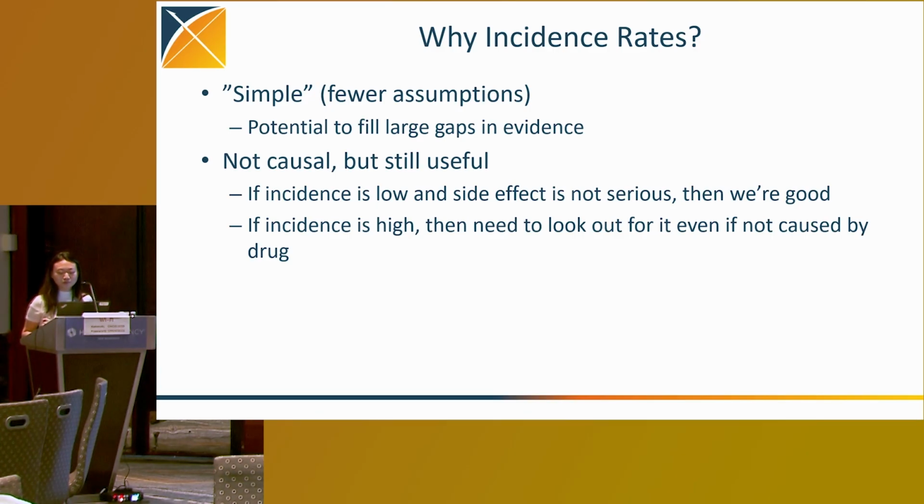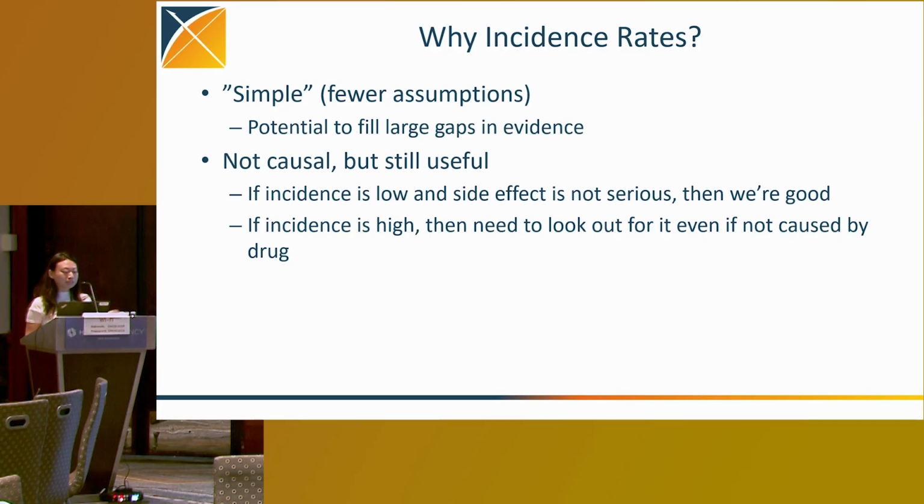And Patrick actually has this really cool graph of all the evidence gaps that we currently have in medical literature, which I don't have, but I would love a copy of at some point, Patrick. I'm going to talk to you later. Basically, Patrick has this really cool graph of all the possible hypotheses between outcomes and drugs and the real evidence that we have. We only have specks of evidence. This graph is basically blank because we have so many gaps. And incidence rates have the potential to fill these large gaps in evidence. And even though it's not causal, it can still be useful.